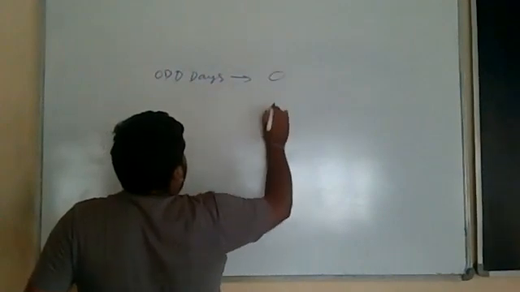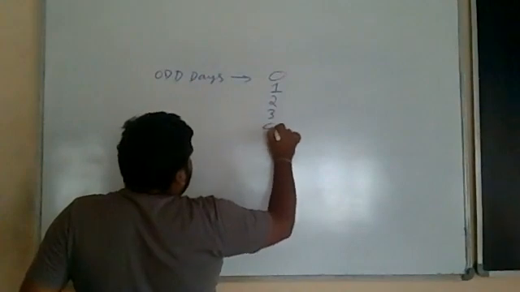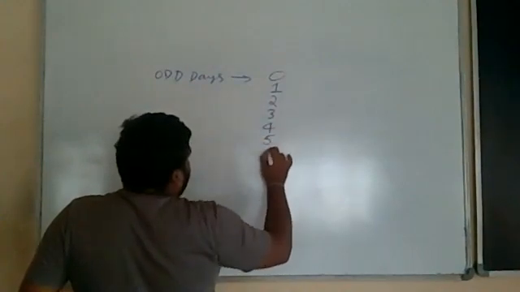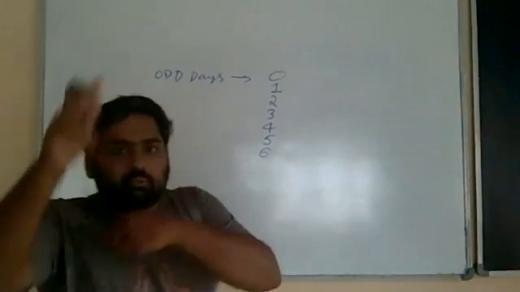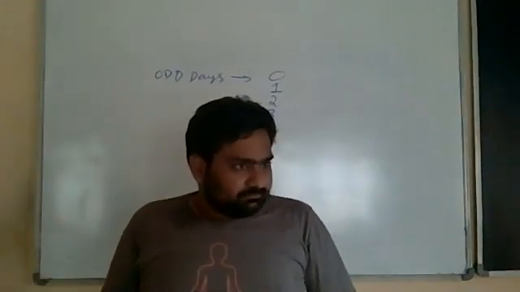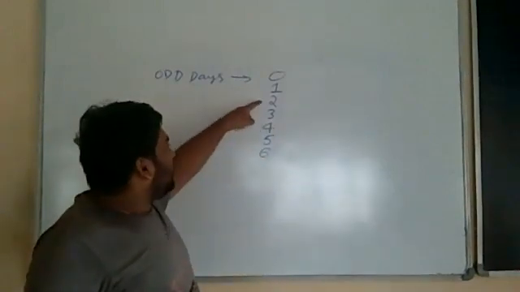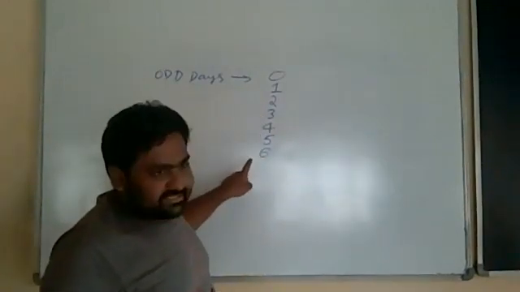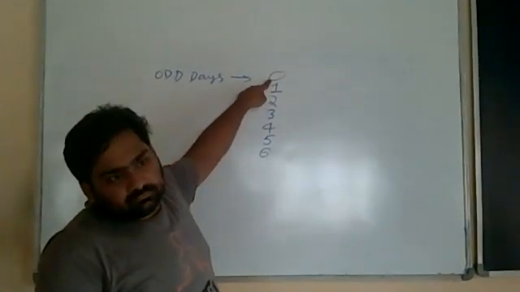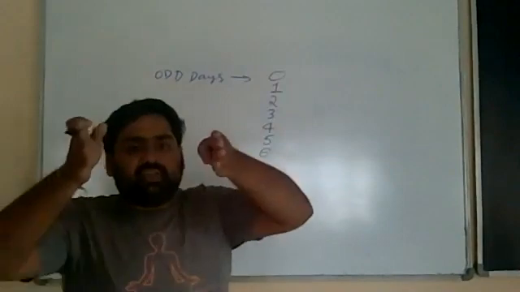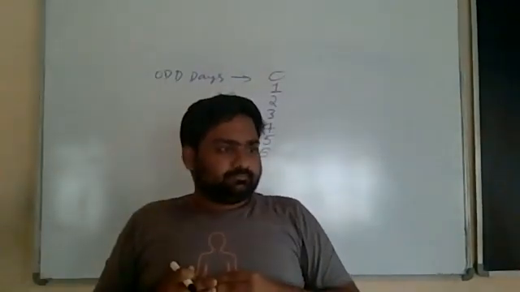Now, odd days can be 0, 1, 2, 3, 4, 5, 6. It can never be 7. Why? Because 7 days will make one more week. Instead of 52, we would have got 53 weeks. Do you understand this?